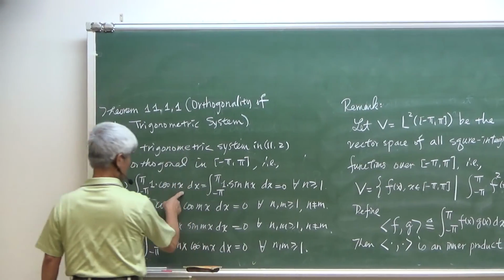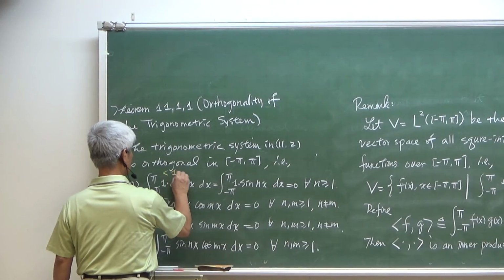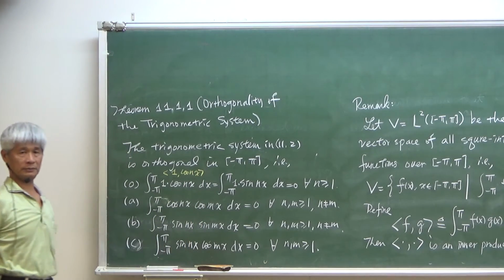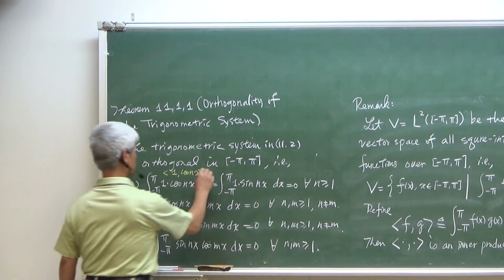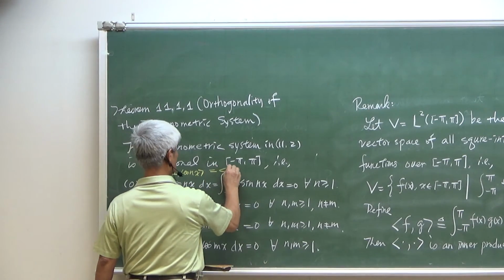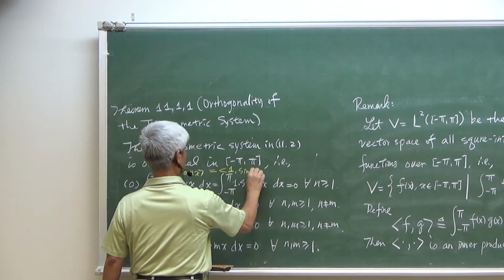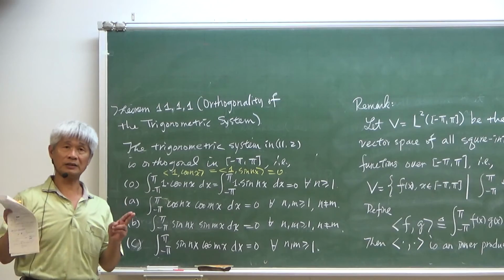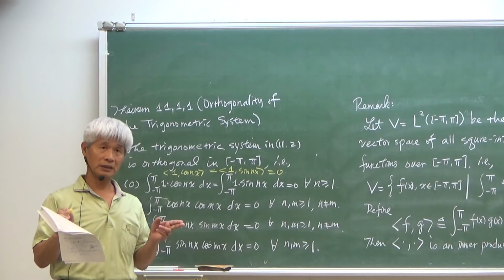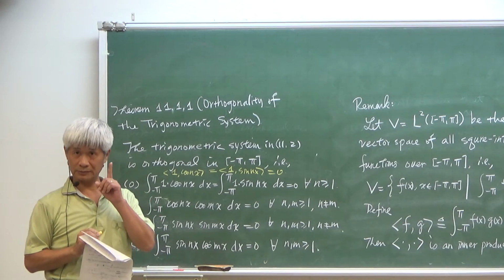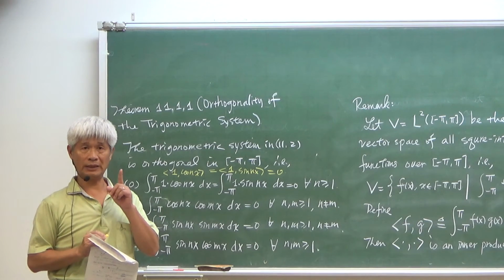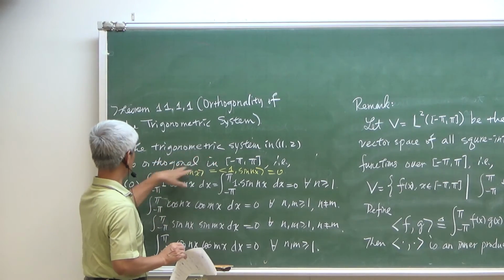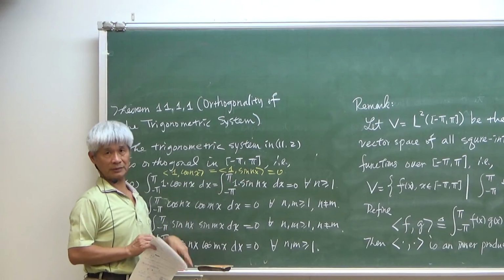Okay. So what is this? This is the constant function 1 and the cosine. So this is the inner product of 1 and cosine nx, and this is the inner product of 1 and sine nx. They are 0. We say two vectors are orthogonal if their inner product is 0, right? In linear algebra. So that's why we say the trigonometric system is orthogonal, because the inner products are 0.